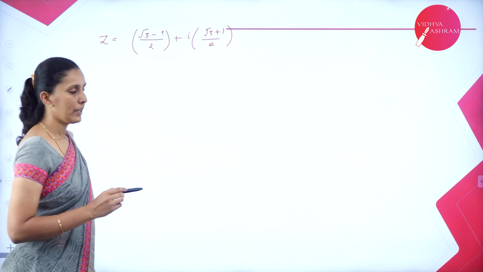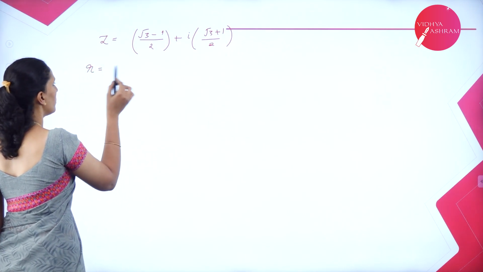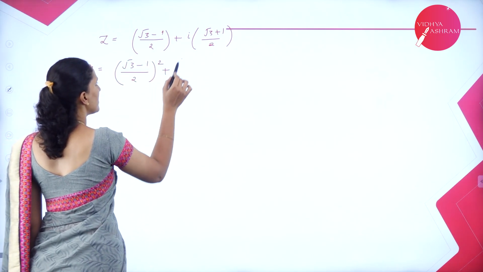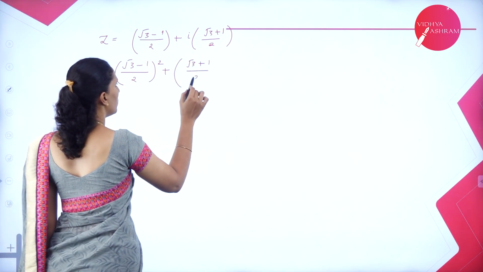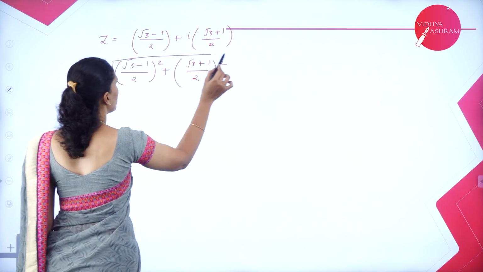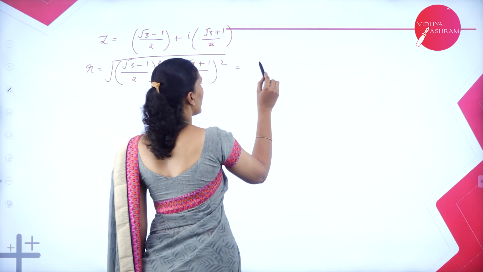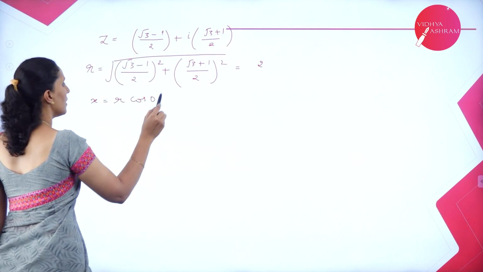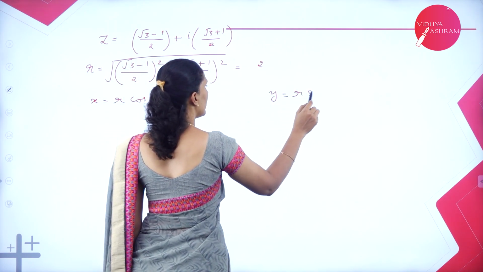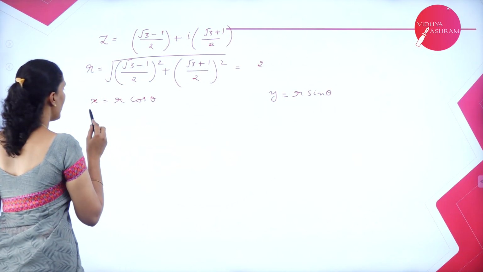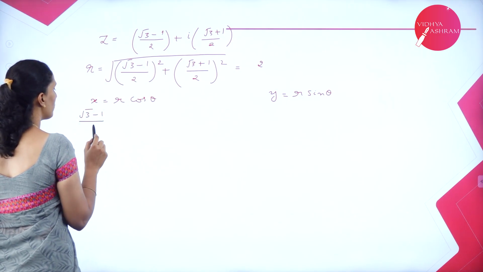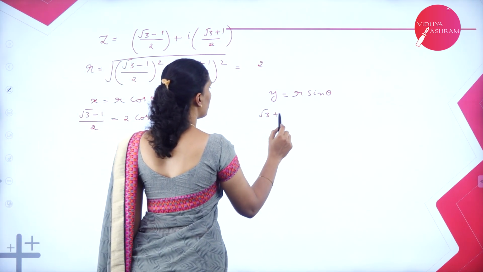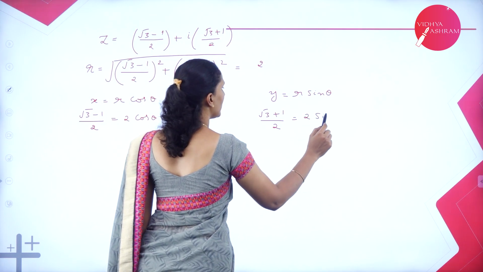Now this is what we will get. Now let's find out R. So we know that R is the square root of ((root 3 minus 1) by 2) whole square plus ((root 3 plus 1) by 2) whole square. So on solving this, the value of R is equal to 2. Next we can take x is equal to R cos theta, y is equal to R sin theta. So we have x is equal to (root 3 minus 1) by 2 is equal to 2 cos theta, and y is equal to (root 3 plus 1) by 2 is equal to 2 sin theta.